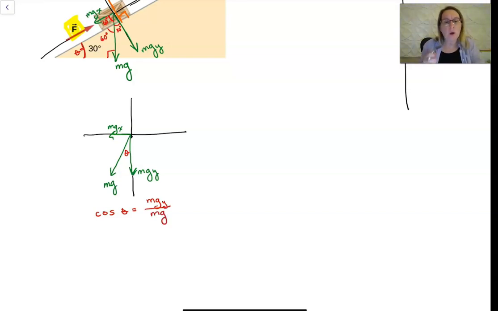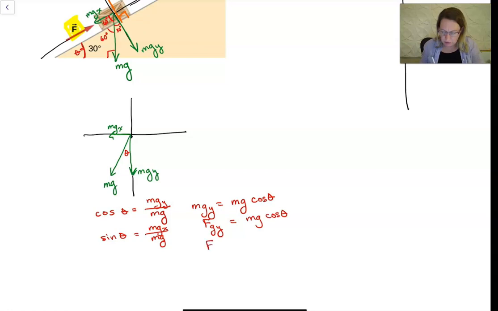So that's going to give me the y component. And sine of theta is equal to mgx over mg. And so what I get, of course, is mg in the y direction is equal to mg cosine of theta. Or you could write this as force gravity y is equal to mg cosine theta, and force gravity in x is equal to mg sine of theta.